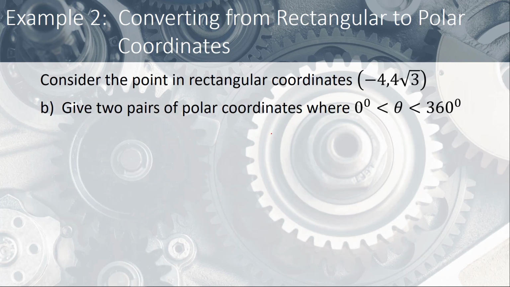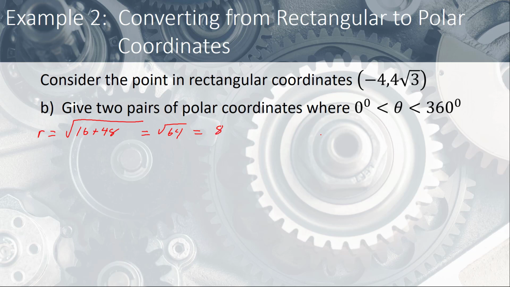The next part is to determine two pairs of polar coordinates where theta is between 0 and 360, and there will actually be exactly two pairs. Now the first thing we need to do is figure out what r is. And r is going to be the square root of x squared, which is negative 4 squared, or 16, plus y squared, which is 4 squared, which is 16, times 3, which is 48. That is equal to the square root of 64, which is equal to 8. So we have a value of 8 for r.